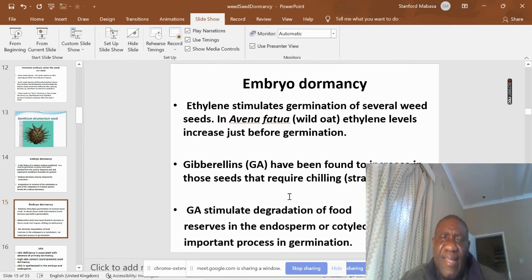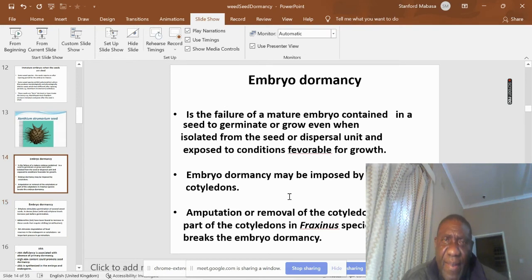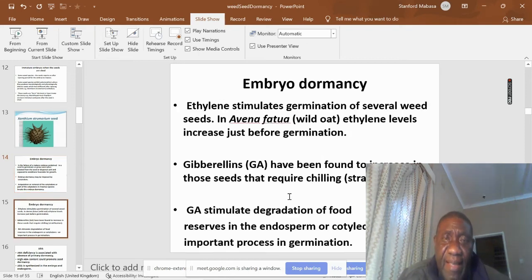The other thing is, let me go back. Here we said it's the cotyledons which are actually preventing the seed from germinating. That is a morphological impact. But you can have a physiological suppression of dormancy under embryo dormancy. For example, seeds may produce ethylene, which stimulates germination of several weed seeds.